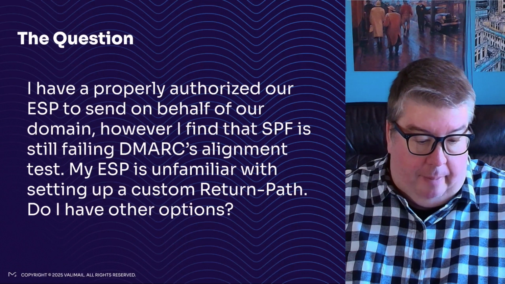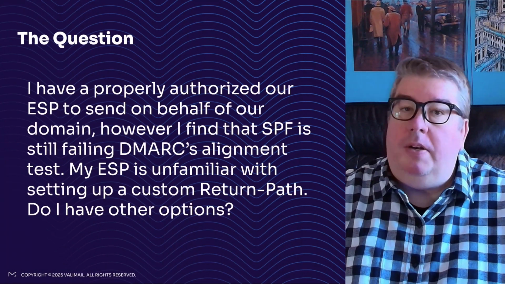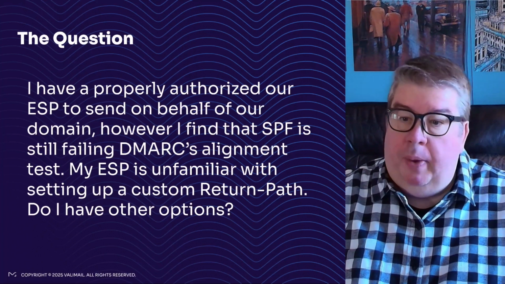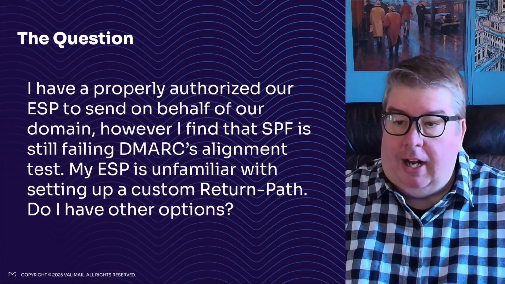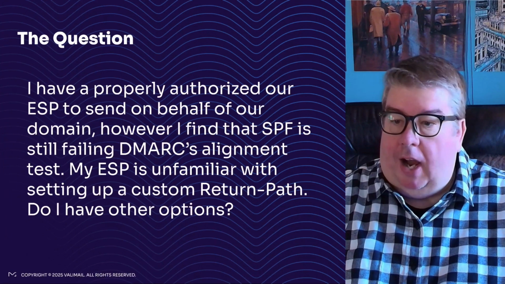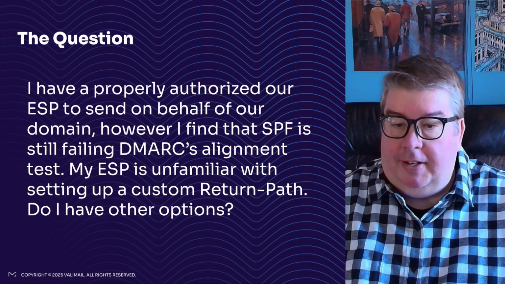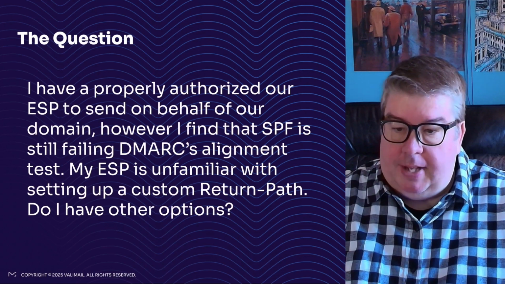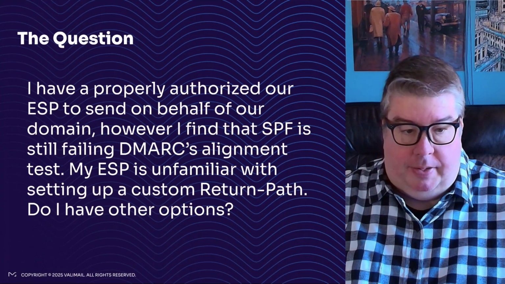Alignment is a common enough point of confusion that I wanted to touch on it more. I thought it would be a good topic for a video this week, and so here we go. The question is this: I have properly authorized our ESP to send on behalf of our domain. However, I find that SPF is still failing DMARC's alignment test. My ESP is unfamiliar with setting up a custom return path. Do I have other options?